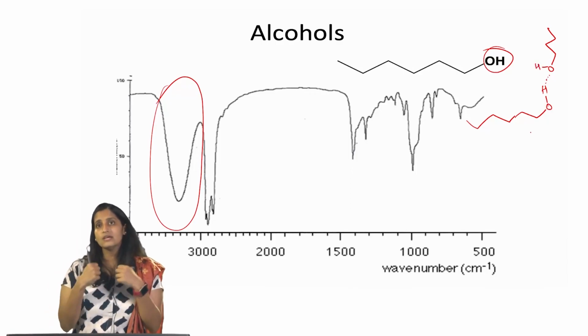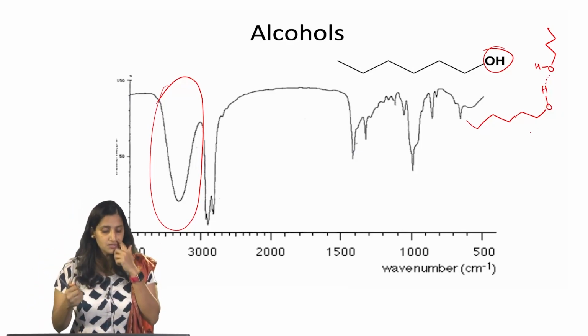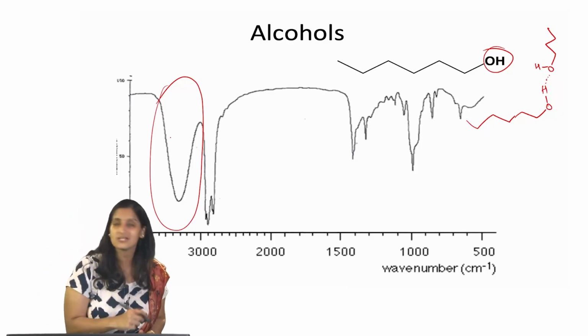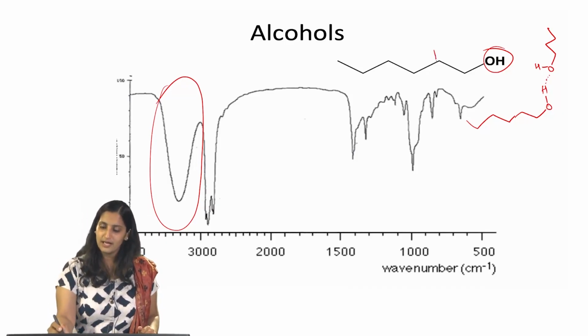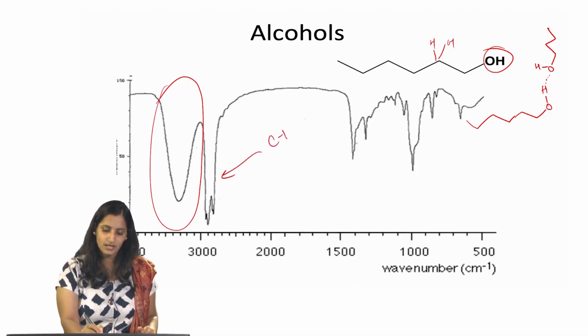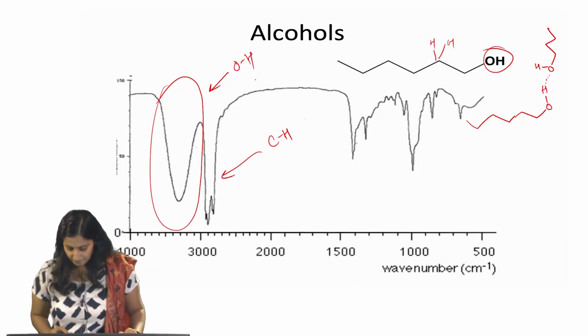So, the hydrogen is kind of held between two oxygens, and that is why hydrogen bonding is going to result in a very broad peak for alcohols. So, again you have CH peaks here, all of these hydrogens. That represents the CH, whereas this one here represents the OH peak.